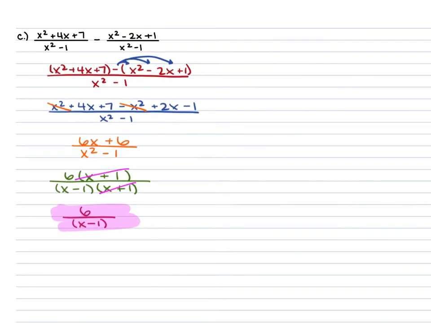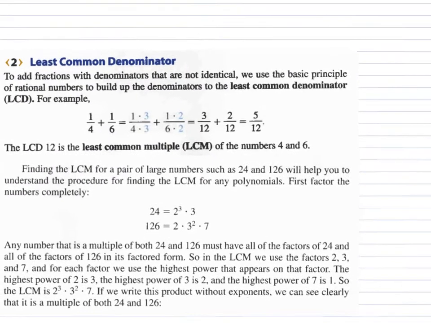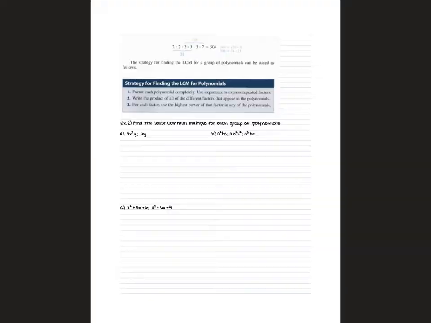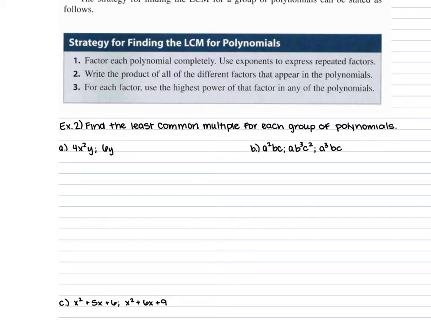From here, we are going to look at least common denominators. In order for you to add and subtract fractions, you need the least common denominator out of all of those fractions, and you need the denominators to be the same. By finding the least common multiple out of those denominators, that gives you the same denominator. So with these, if you look at your next example, we are just finding the least common multiple for each group of the polynomials.